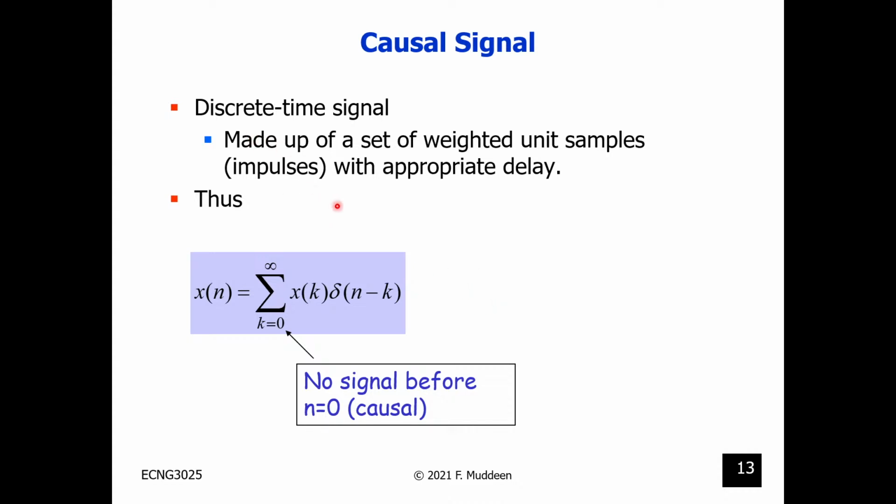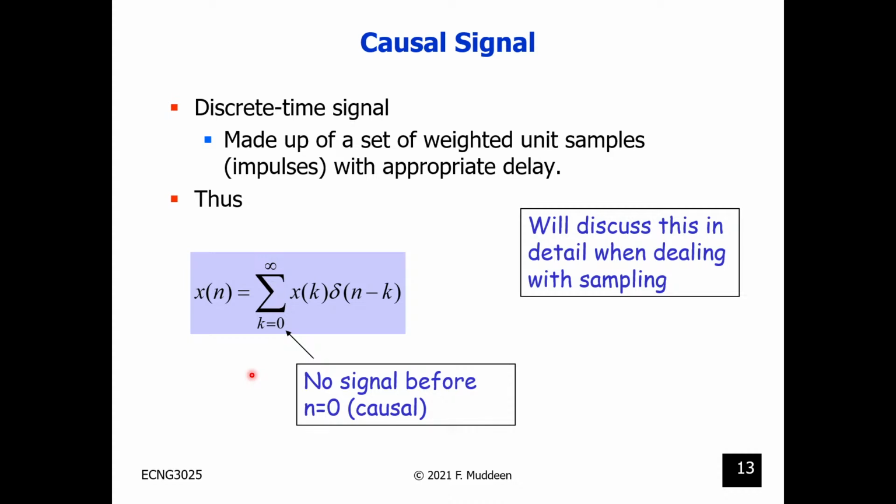The discretized time signal is basically going to be made up of a series of weighted unit samples with the appropriate delays, which gives us back our convolution sum, being the summation series of x of k times delta of n minus k. And remember, because we're dealing with a causal signal, that means the signal doesn't exist before n equals 0. We'll be discussing this convolution sum in particular in a little more detail when we reach our sampler lecture. But for now, we're just going to watch how it can be applied.